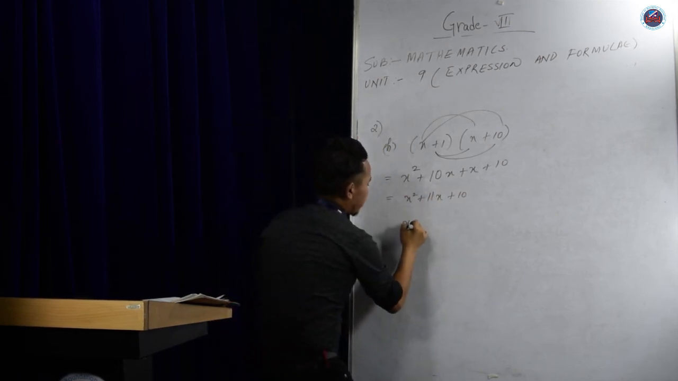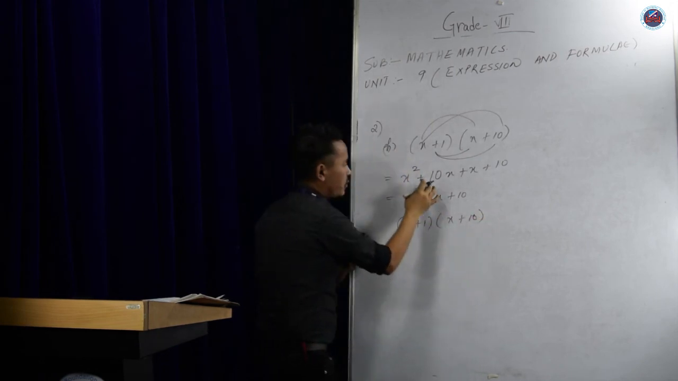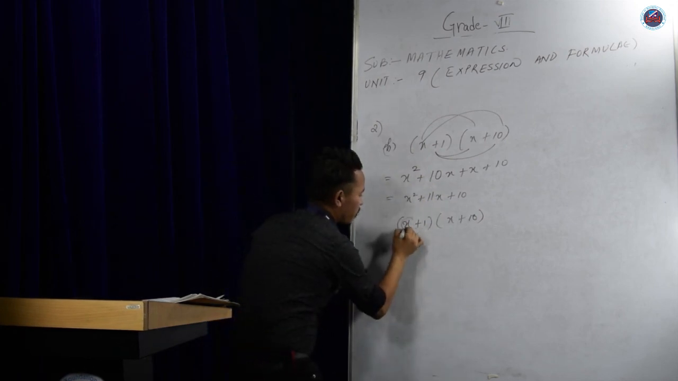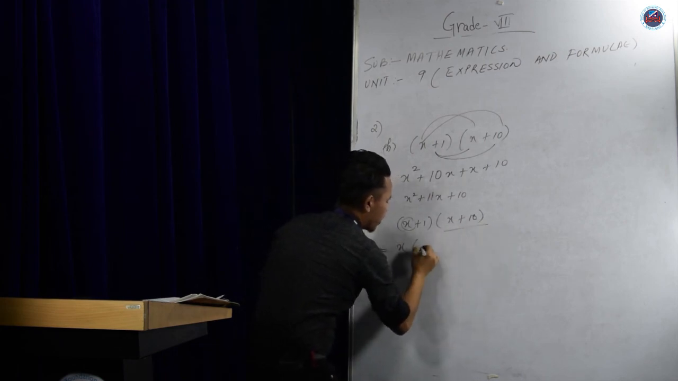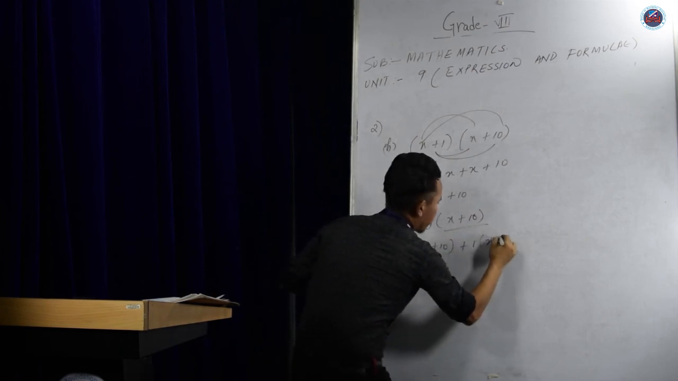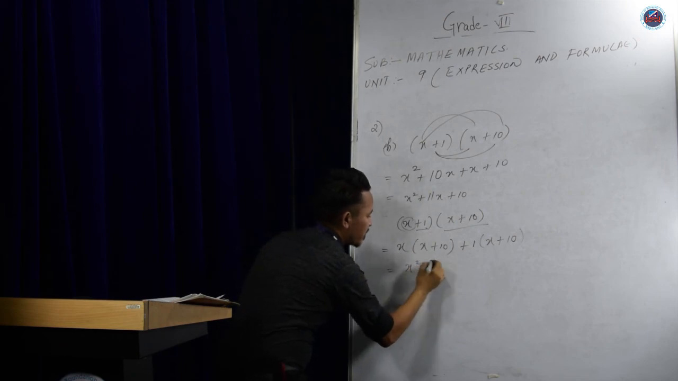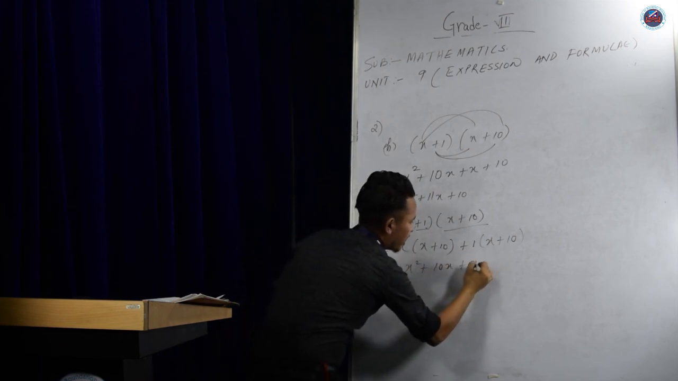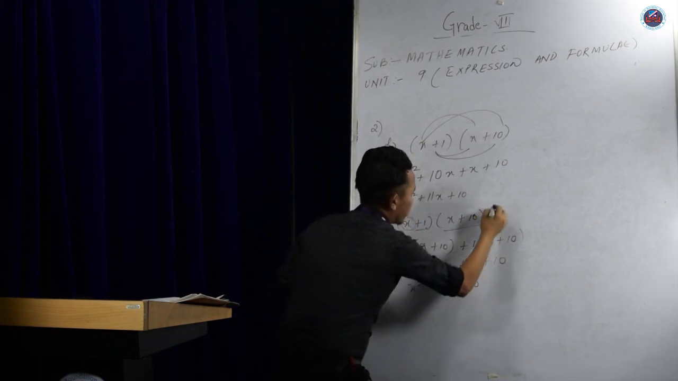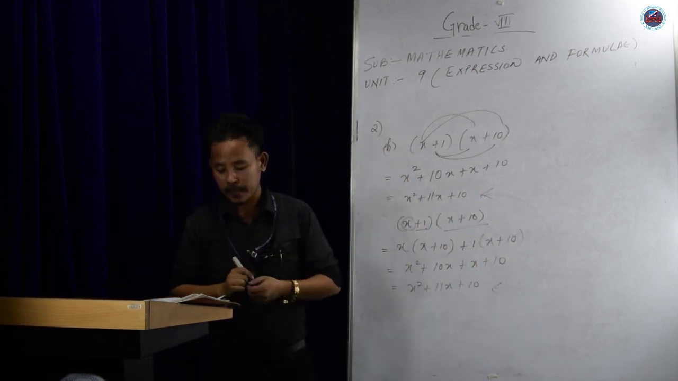The other way of doing it, x plus 1, x plus 10. If you find the first way hard to understand, I can suggest you follow this way as well. No problem. Here we have x, take the whole thing together, x plus 10, separate by plus 1, take the whole thing again, x plus 10. Now remove the bracket: x into x, x squared, plus 10x plus x plus 10, x squared plus 11x plus 10. In both ways, the answer remains the same.